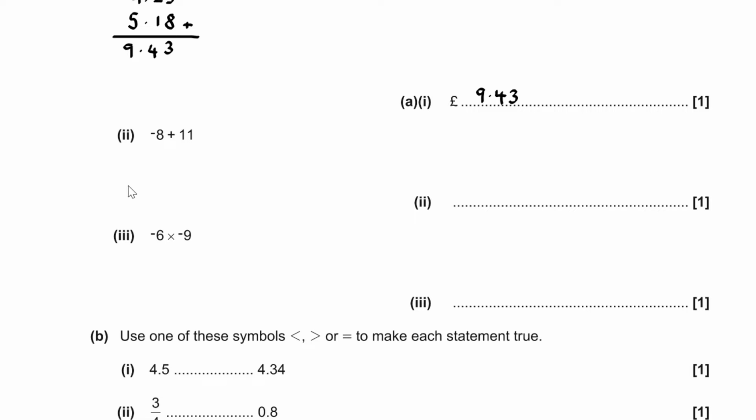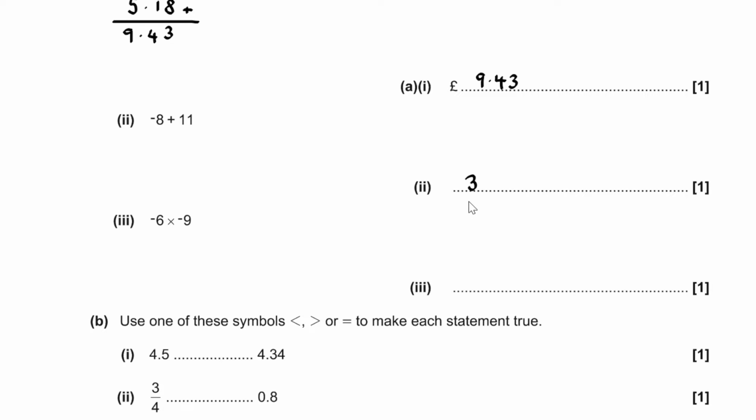For the next part, we've got minus 8 plus 11. Well, we're at minus 8 on a number line, and if we add 11, it turns out we get 3. Another way of thinking about this is 11 take away 8, which is of course 3.